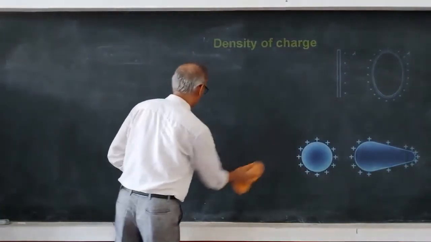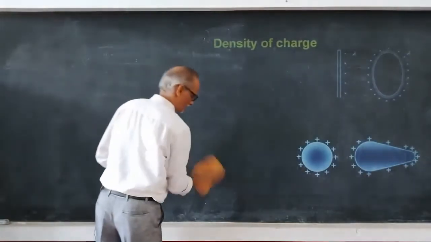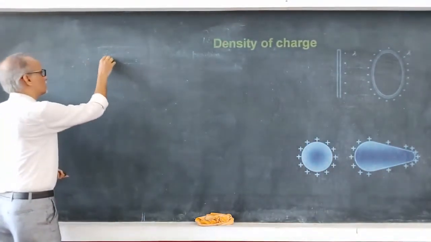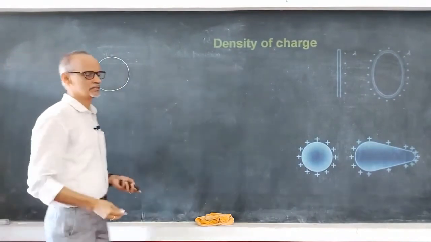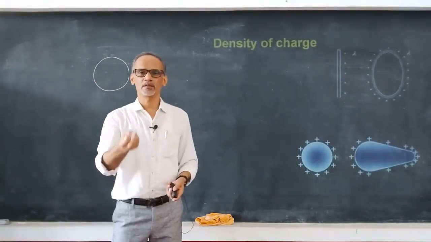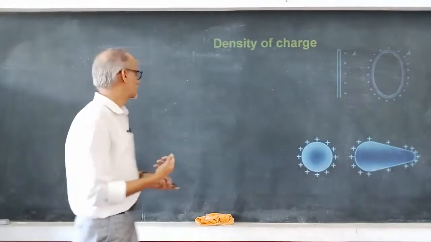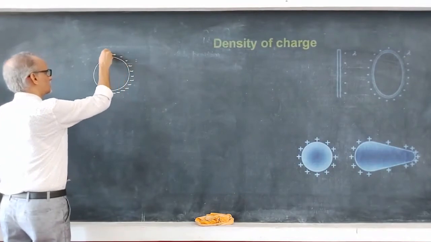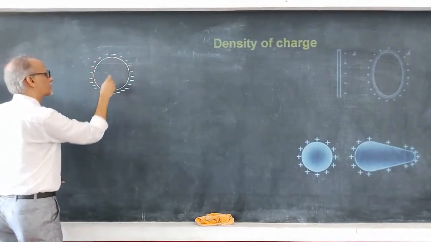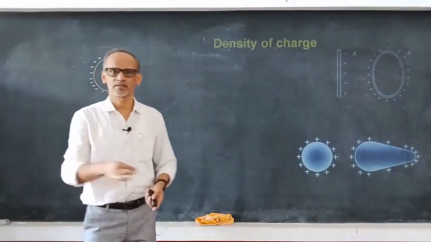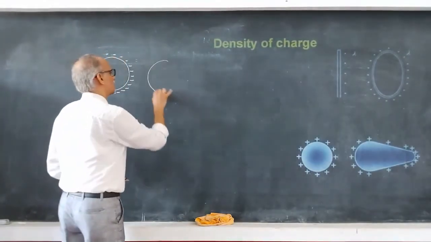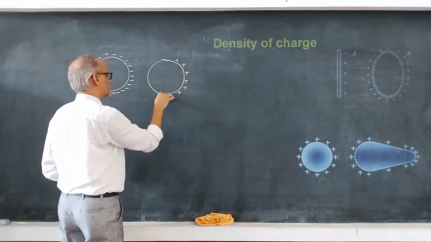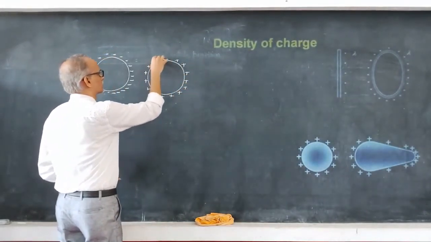When a body is charged, especially the conductors, what do you mean by charging? Either losing electrons or gaining electrons. If they gain electrons, then those electrons will reside on the surface of the conductor. They will not remain inside, only on the surface of the conductor. If it loses electrons, then the deficit of electrons on the surface is represented by positive charge.